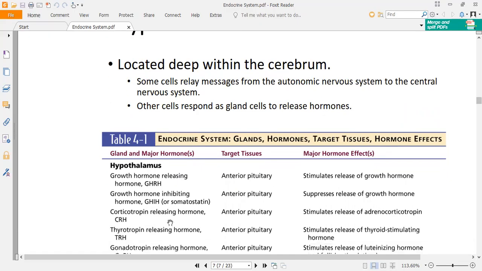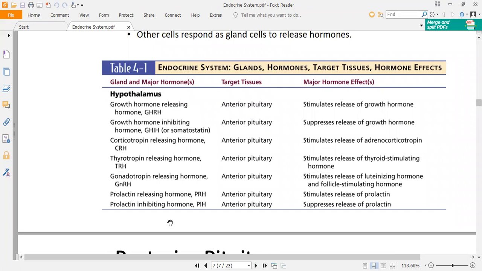This table is just an overview showing the different types of hormones produced by the endocrine system: glands, hormones, target tissues, and effects. The hypothalamus produces growth hormone releasing hormone, growth hormone inhibiting hormone, gonadotropin releasing hormone, thyrotropin releasing hormone, prolactin releasing hormone, and prolactin inhibiting hormone. If you look at the target tissues, these all act on the anterior pituitary. They stimulate the release of growth hormone or suppress growth.